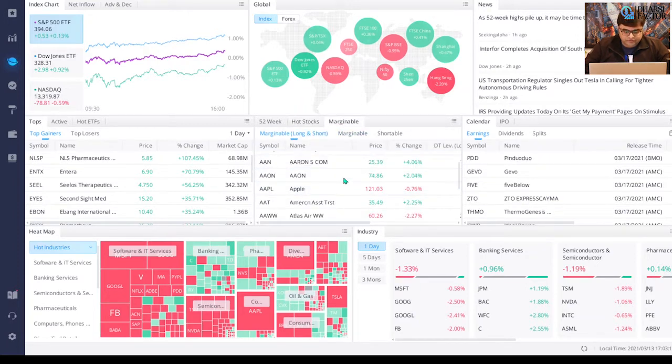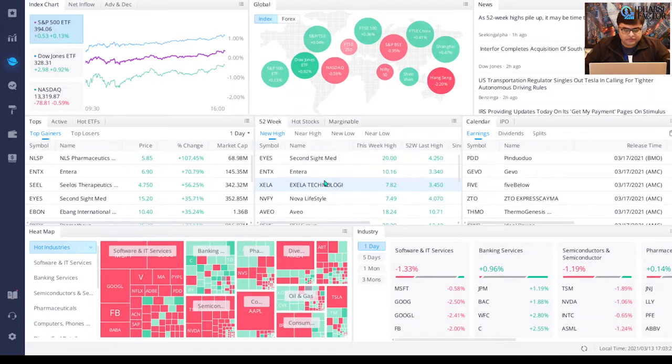And then there are marginable stocks also, which is not recommended by me. I don't use margin. I don't support margins. So I don't want to work in margins at all. This is something I really don't like, and I don't want you to go into that as well.